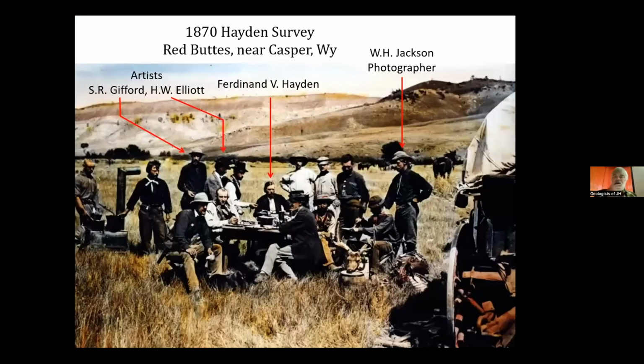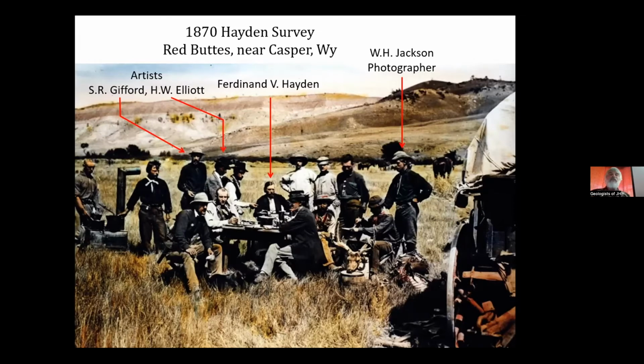Okay, so the next photos that came through were by the 1870 Hayden Survey. And this is one of his most famous photos. It's from the Red Buttes area near Casper. I don't know why that came down like that, but anyway, can I move that out of there? Okay, I will leave it. Anyway, Red Buttes near Casper.